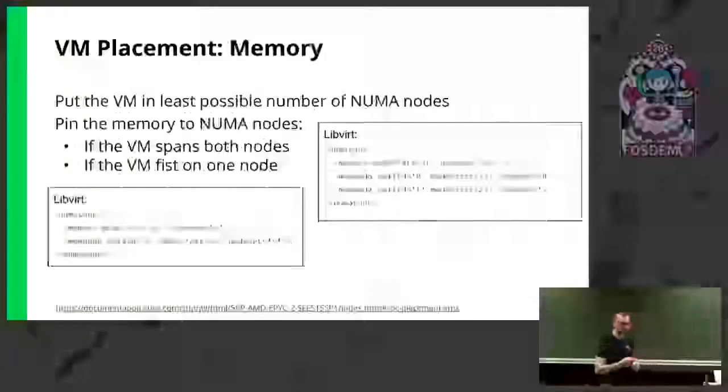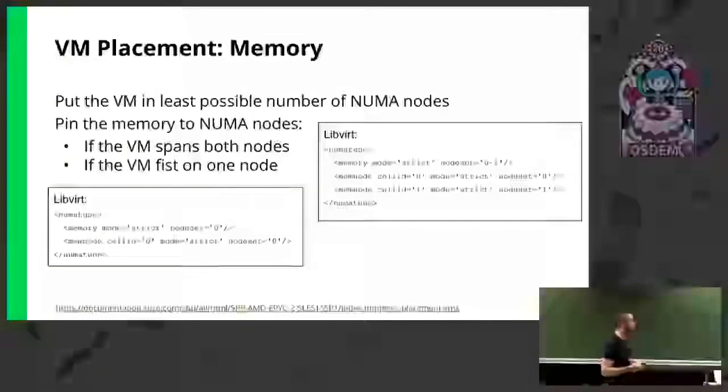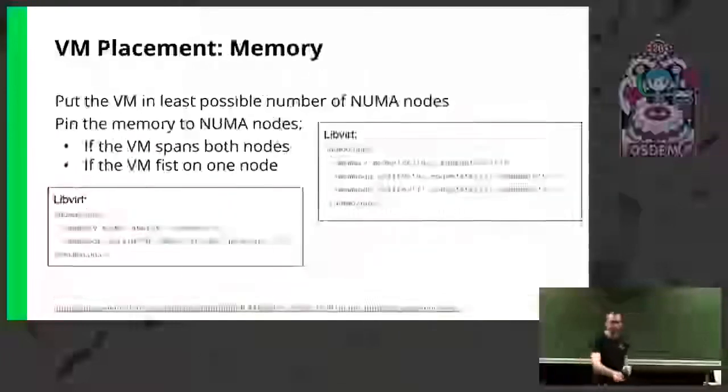Memory placement is similar to vCPUs, but even simpler, probably. If the VM that you want to use is big enough to span both the NUMA nodes, then you put half of the memory of the VM in one NUMA node and the other half on the other, and then you also, I guess, yeah, I have this in the next slide.